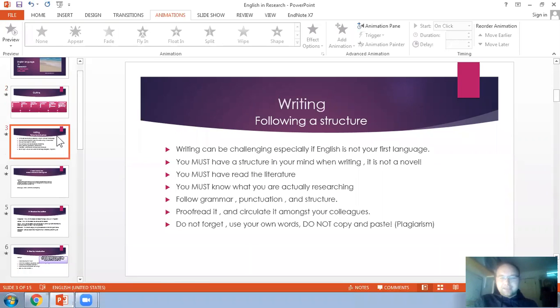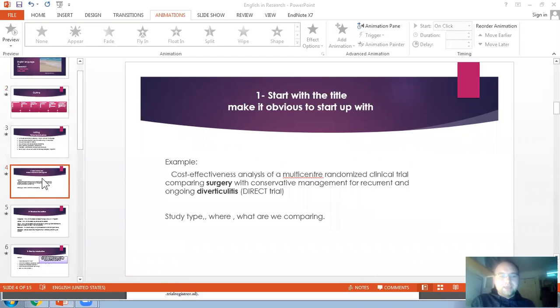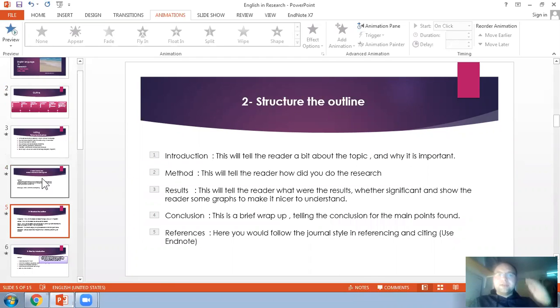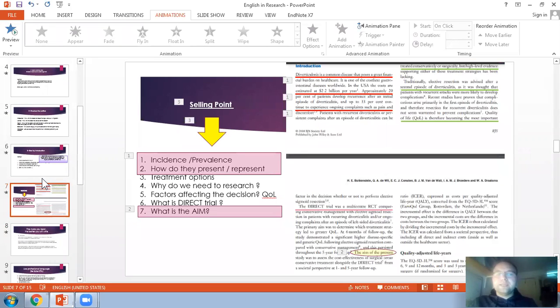So as I said, today we spoke a little bit about writing and how to follow a structure. And then I spoke about how you would write the title, and then what structure, how to outline it: introduction, method, result, conclusion, and references. There are variations between different journals. You would follow the journal structure, and then start with your introduction. A simple way of putting it, you can always ask questions and answer them. And then, of course, you would find your selling point, and then you'd state your aim.